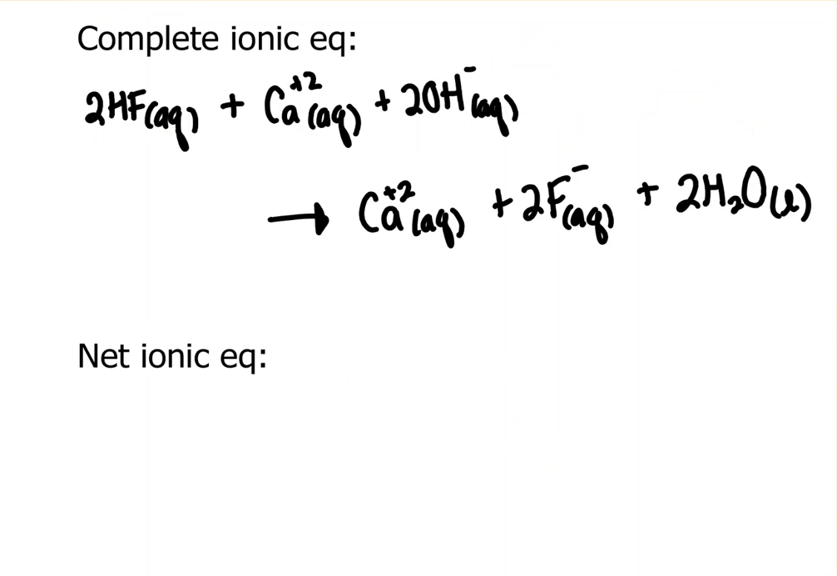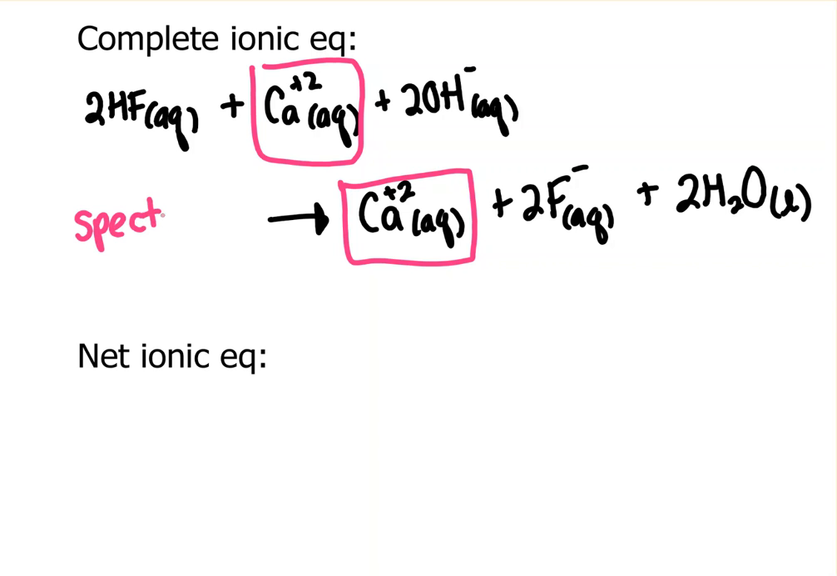Next, I'm going to look for my spectator ions, and the spectator ions are anything that is the same before or after the arrow. I see that calcium does not change. What else? Usually we have 2 different spectator ions, but in this case we don't. So our spectator is just calcium. And so now we go to our net ionic equation, and we just leave out that spectator ion.